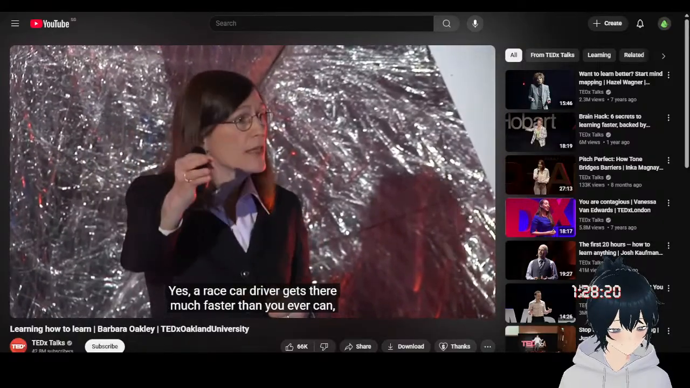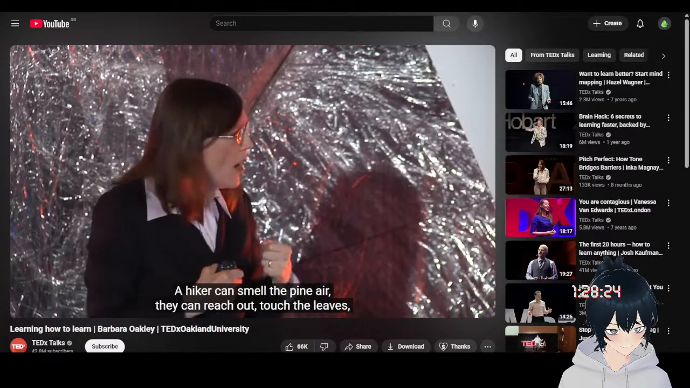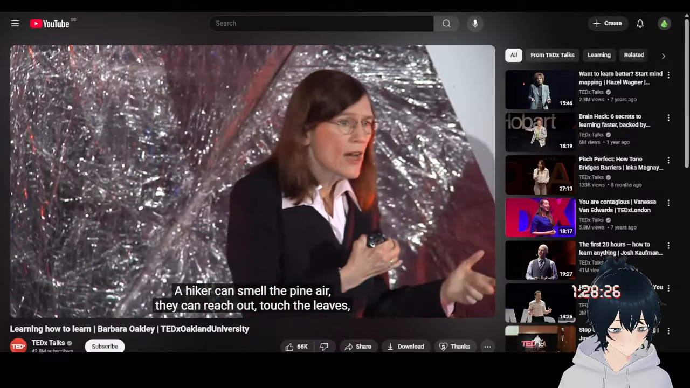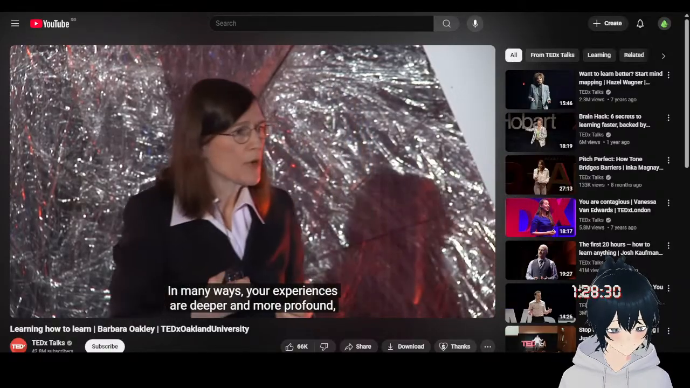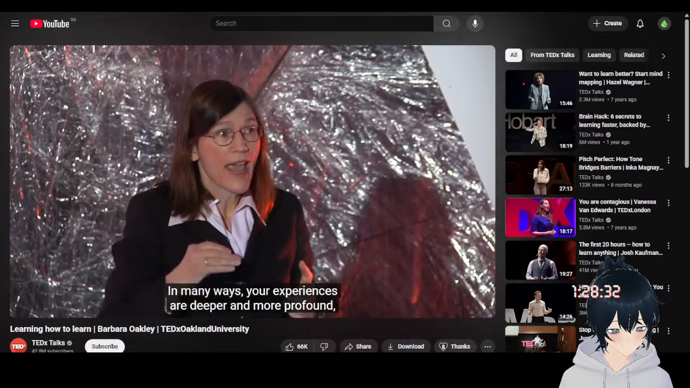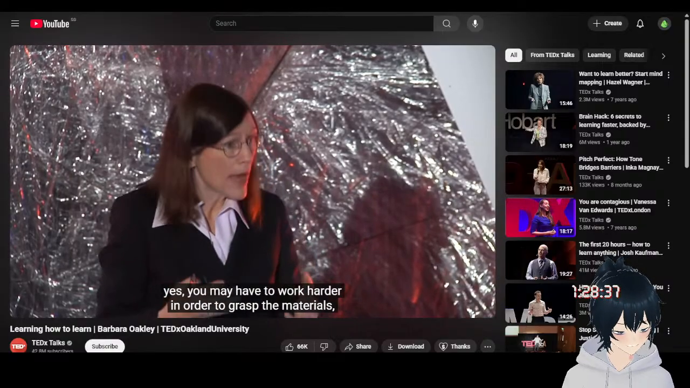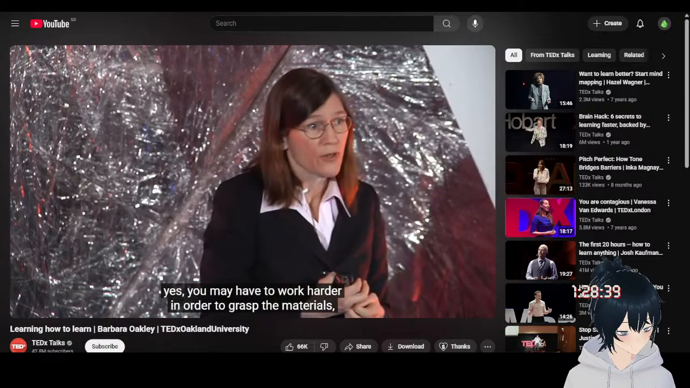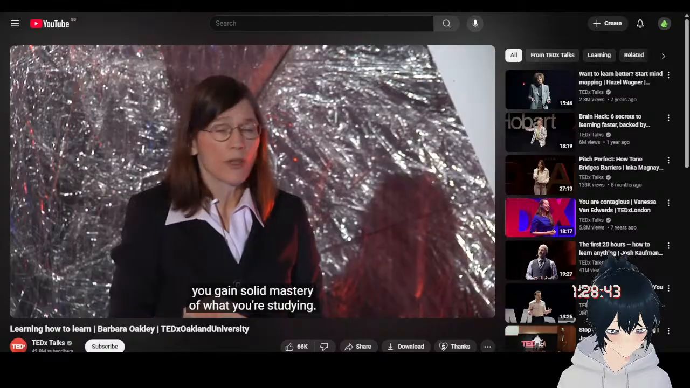Yes, a race car driver gets there much faster than you ever could. But a hiker has a completely different experience. A hiker can smell the pine air, they can reach out, touch the leaves, they see the rabbit trails. In many ways, your experiences are deeper and more profound, and you don't jump to conclusions. So if you're a slower thinker, yes, you may have to work harder in order to grasp the materials, but the trade-offs, in many cases, are well worth it. You gain solid mastery of what you're studying.